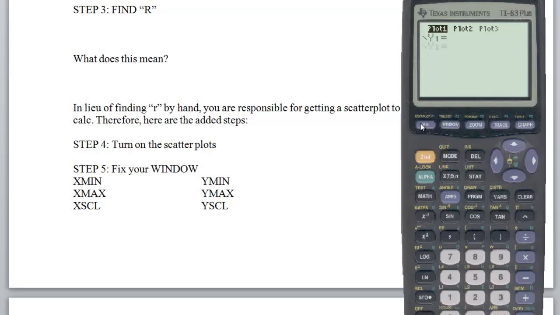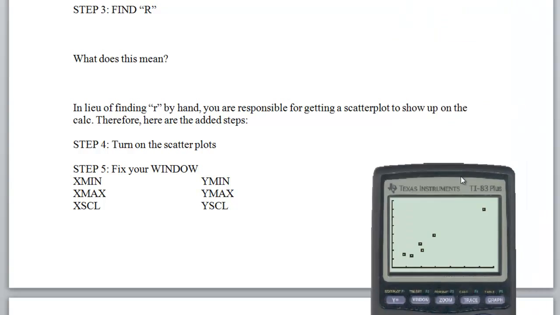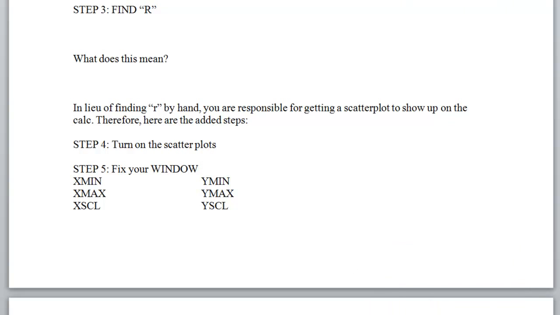So to review, you went to y equals and turned this on. You then went to your window and fixed your window, and then went to your graph. Now I'm going to put the calculator away and write down the steps here in case you want to have a little hard copy of what I just talked about. To turn the scatter plots on, you're going to go to your y equals. And we're going to go up to where the plot 1 is and then hit enter to turn it on.